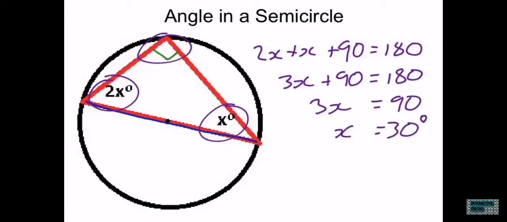And that is how we use the angle in a semicircle theorem to find the angle is 90 degrees and find other angles in the triangle.